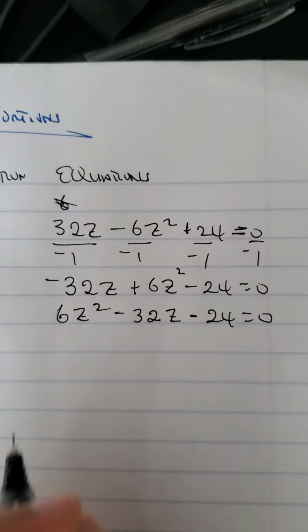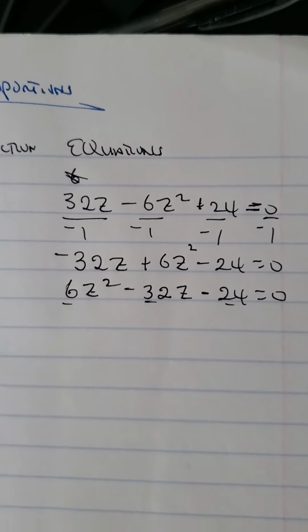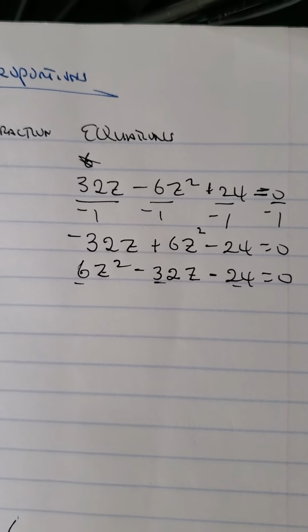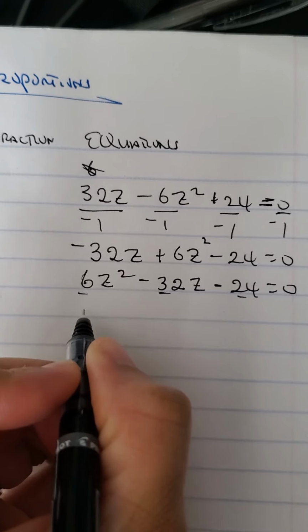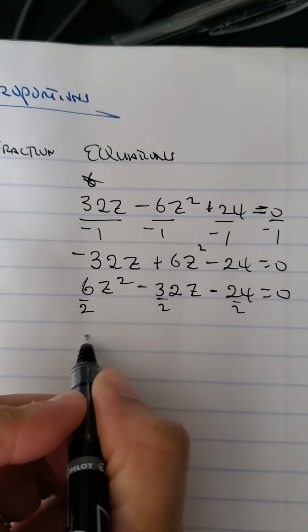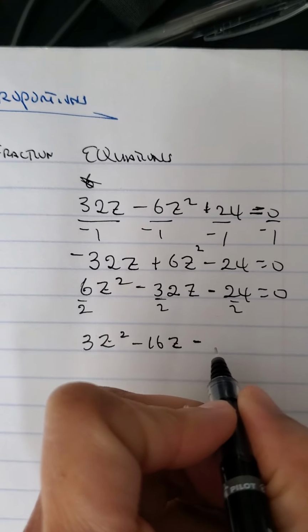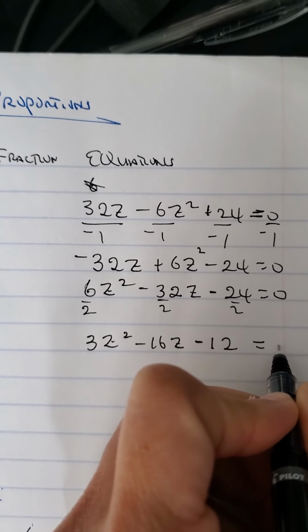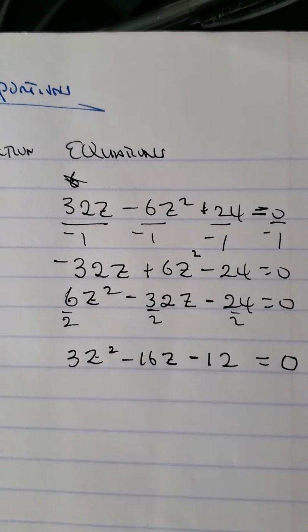All right, also, what are we seeing here? We're seeing that there's a common factor of 2 in all of these expressions. All right, here we go in the expression over here. If I divide everything by 2, I'll be left with 3z squared minus 16z minus 12 equal to 0. All right, so that's my equation that I'll have to solve.